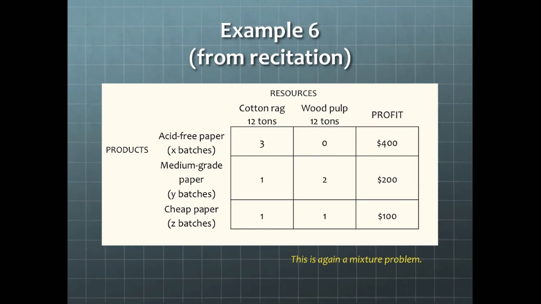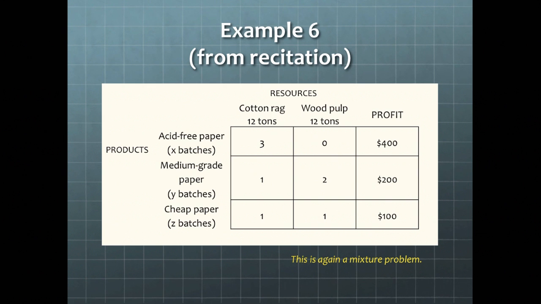This is example 6. Now, this time, rather than lay out the story in verbiage, I'm just going to immediately show you the mixture chart. So as I say, this is a mixture problem. It's some kind of a manufacturer. You can see that it's a manufacturer of paper. And the manufacturer makes 3 kinds: acid-free paper, medium-grade paper, and cheap paper, using 2 sorts of resources: cotton rag and wood pulp.